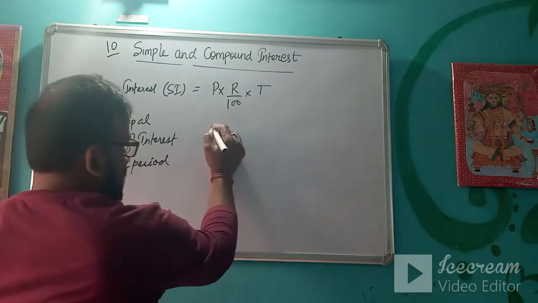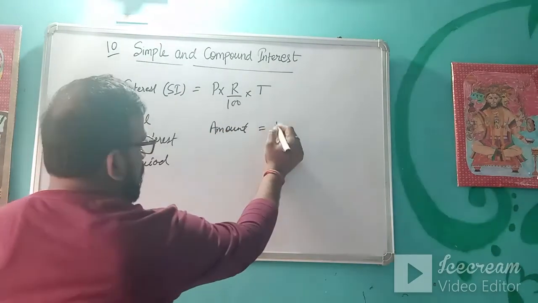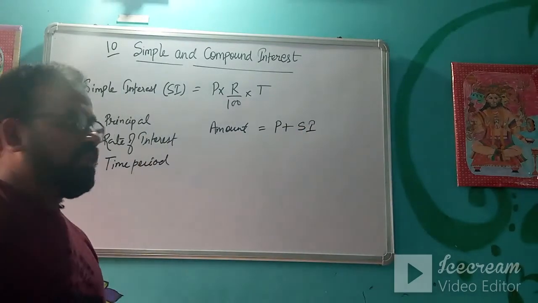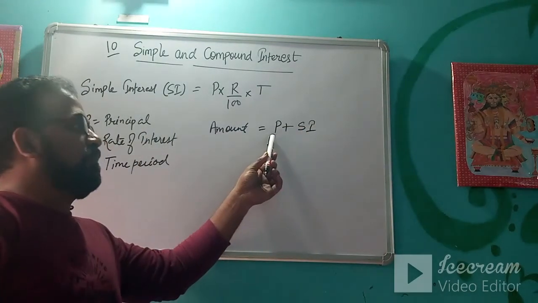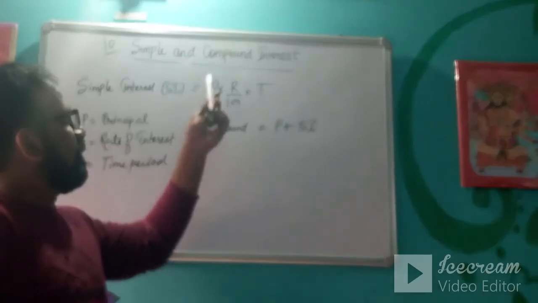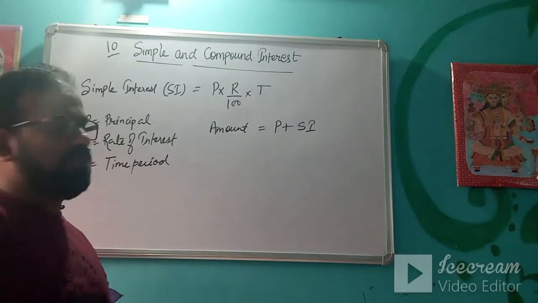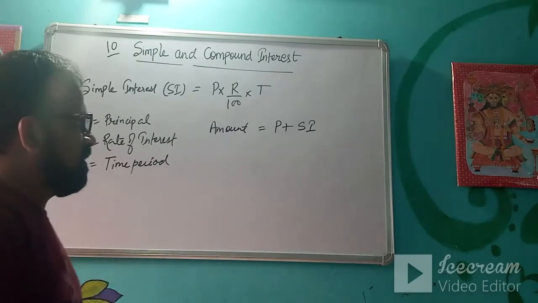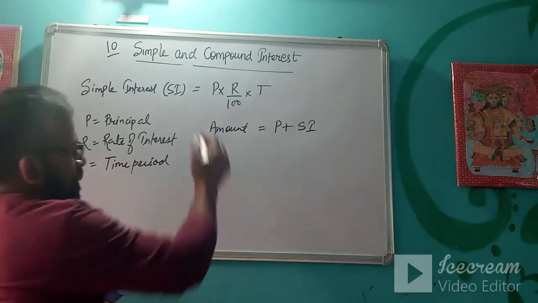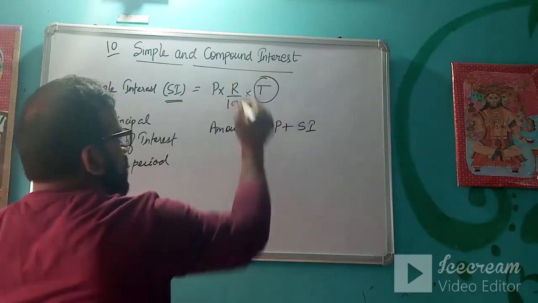Then after getting the interest we will calculate the amount. Amount will be principal plus interest. That is the original amount that has been put on interest plus whatever extra interest has been earned. So amount is equal to principal plus simple interest. Now a few important things are there. If you see very carefully, simple interest is directly proportional to time.